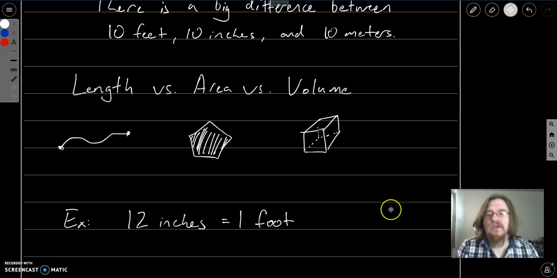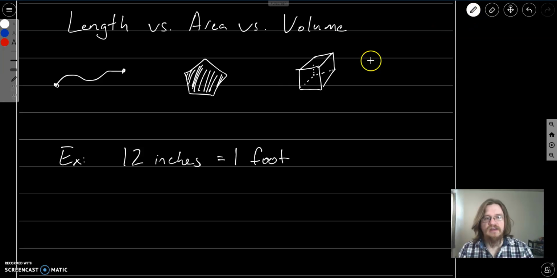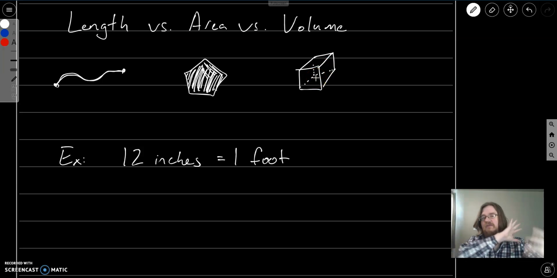The first thing that we'll do is look at units that describe length versus area versus volume. Again, just to reiterate, the length of something is how long it is, how far it would take to get from one point to another. Area is when we have some sort of flat shape, and it's how much space that shape takes up. And volume is if we have a three-dimensional shape, a box or a sphere like a ball, what's the physical space that it occupies?